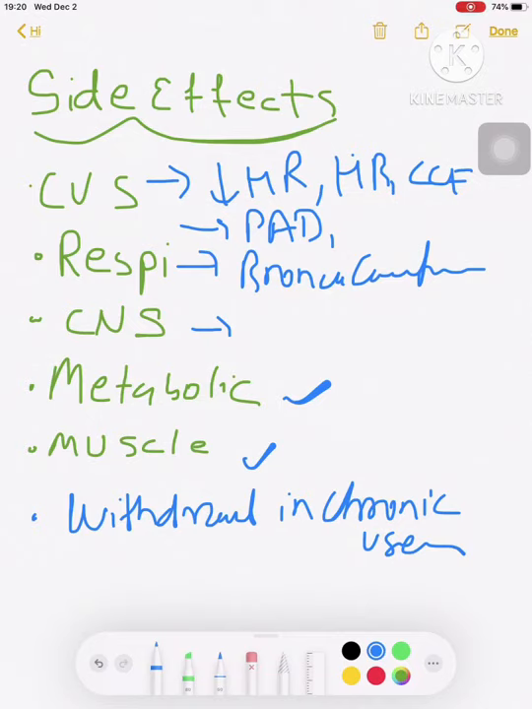This is called upregulation. The body makes a lot of beta receptors. And if suddenly this beta receptor blockade is removed, what happens? Overactivity of beta receptors occurs. Sympathetic beta receptor overactivity occurs, causing angina, frank MI, or even sudden cardiac death.